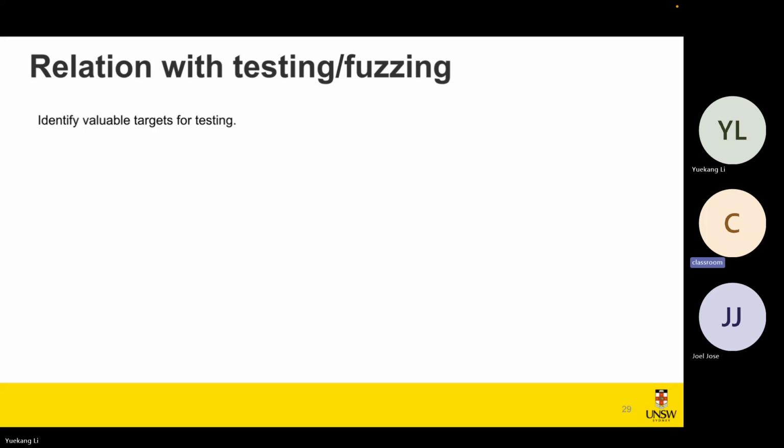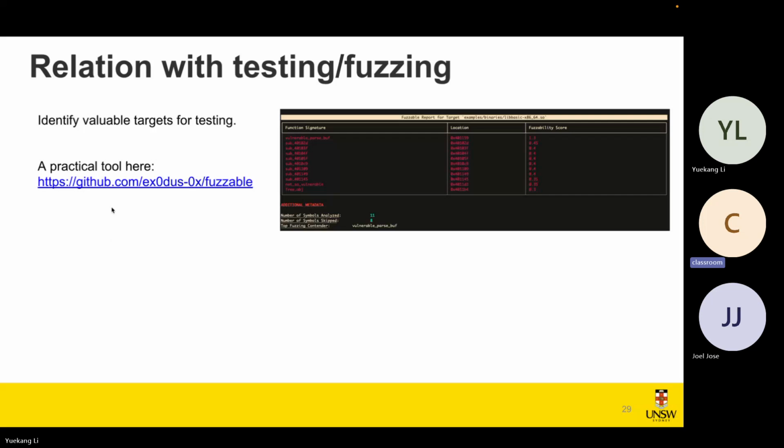So we can still use these metrics to calculate valuable targets, even though we don't have scientific evidence showing that more complexity means more bugs. We can still use them to identify targets. And there is actually a practical tool here, which was developed by a guy in New York University. It is called Fuzzable, and as indicated by the name of the tool, it basically identifies the functions which are fuzzable, which could be used for fuzzing.